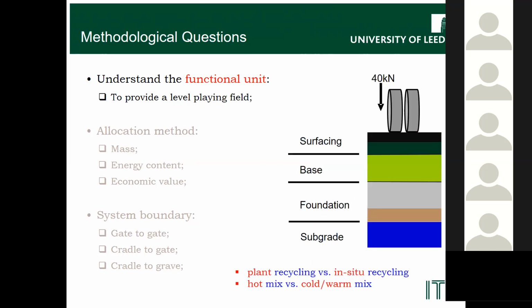And after that, I come to the pavement. We have this multi-layer construction, and in the UK, we use 40 kilonewton as the design load. We need to think about what the function of the product is: it is designed to take a number of traffic. When we compare plant recycling as opposed to in situ recycling, or if we compare different recycling methods like hot recycling or cold recycling, we need to think about the durability and the design traffic for the product.